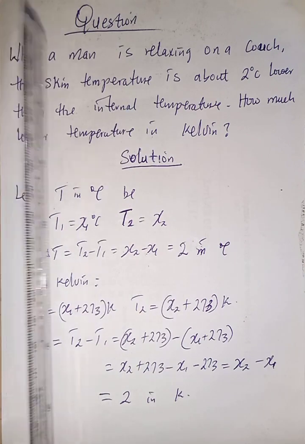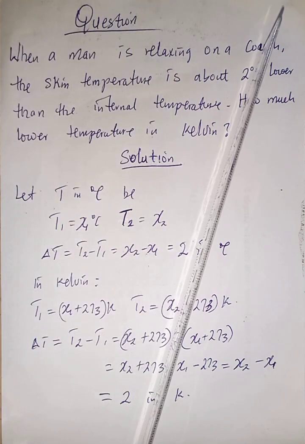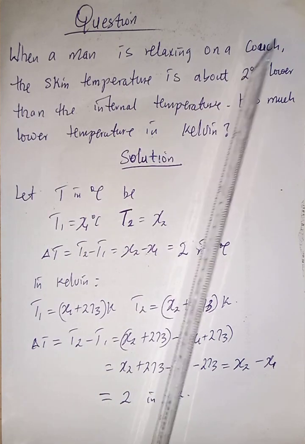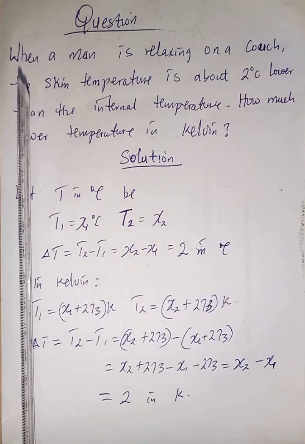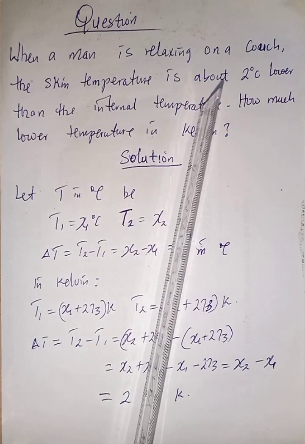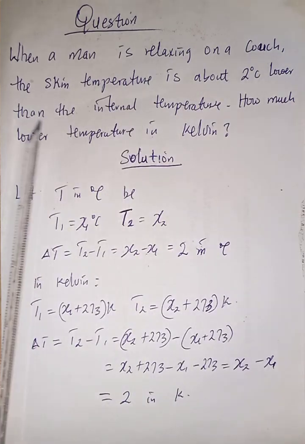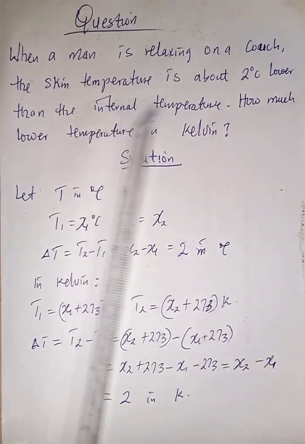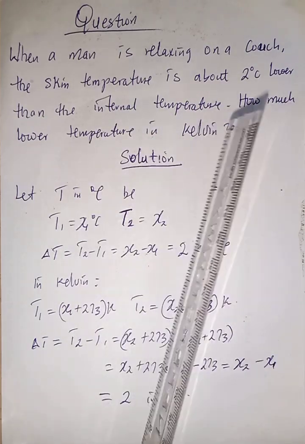The question is, when a man is relaxing on the couch, the skin temperature is about 2 degrees Celsius lower than the internal temperature. How much lower is this temperature in Kelvin? Now look at what I'm trying to say.